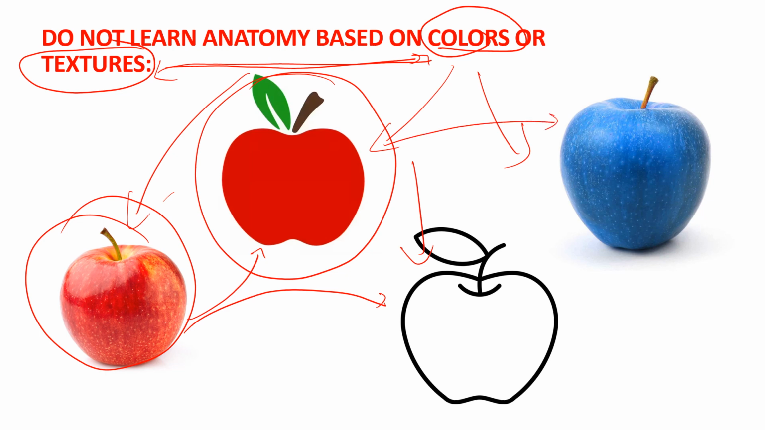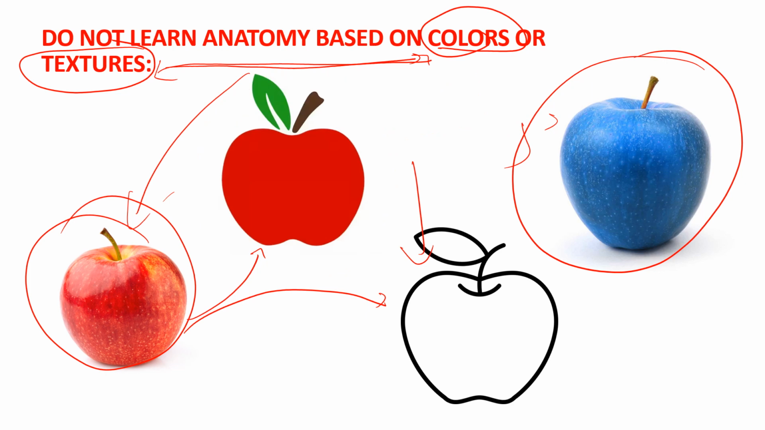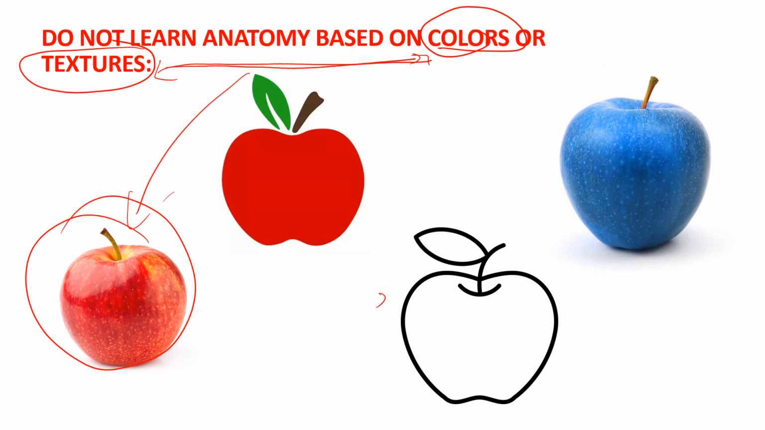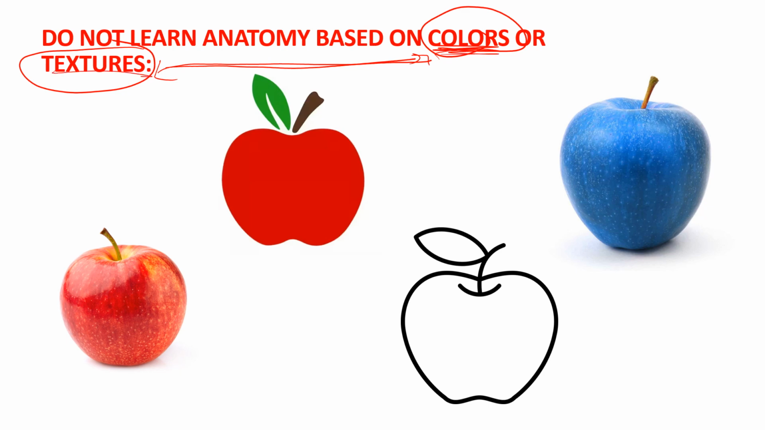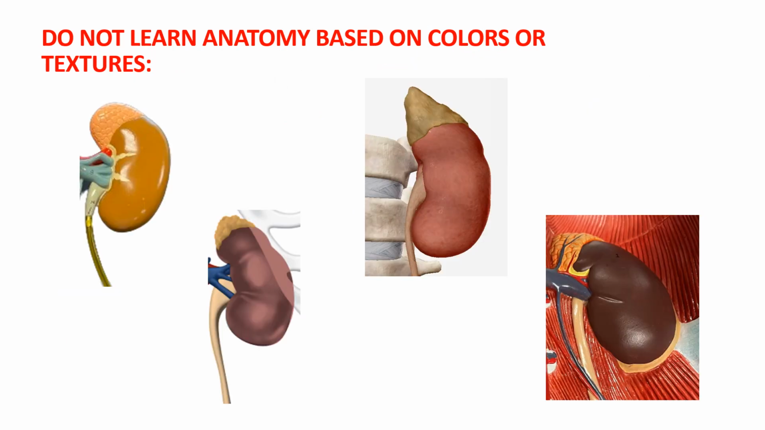Even if I put the apple in a rare color, it doesn't matter. You still know that an apple is an apple. So that is the ability that you have to have in anatomy. When we learn about organs, don't get comfortable learning the organs according to the colors. Basically, in anatomy, you need to learn shape and location. We're going to see that in a minute, but this is the rule. Don't think about learning organs by colors or textures.